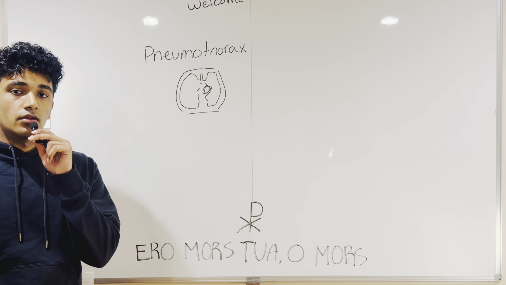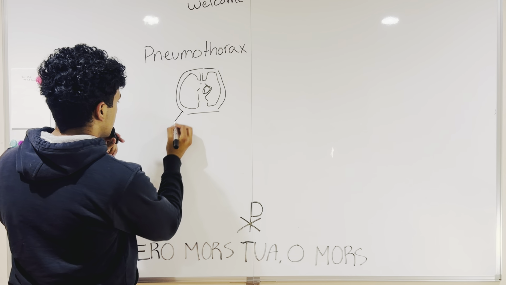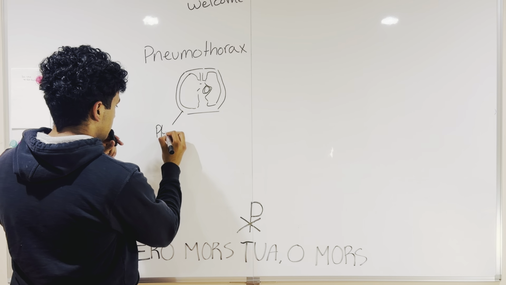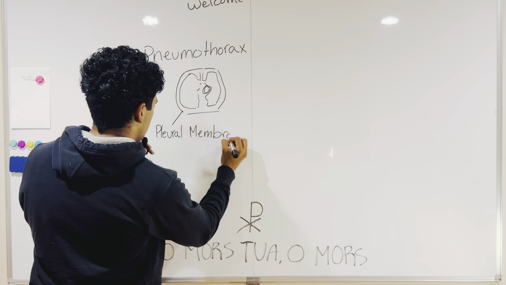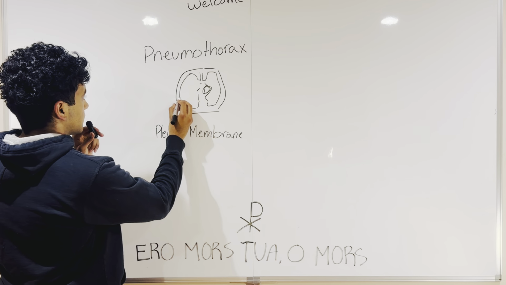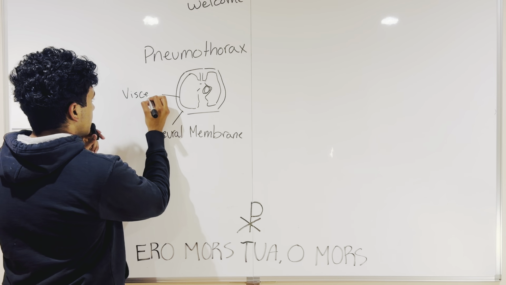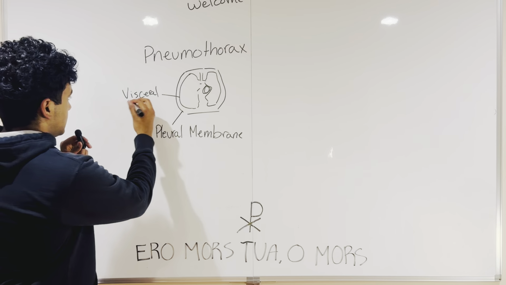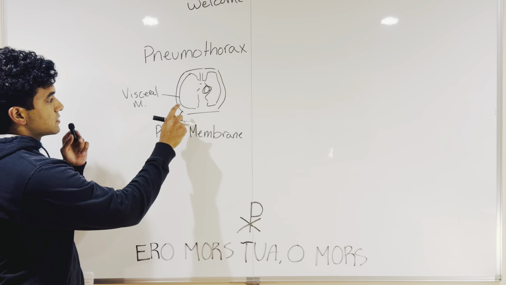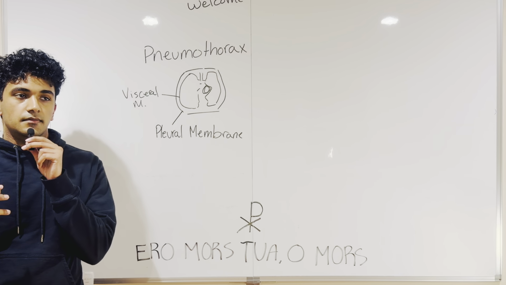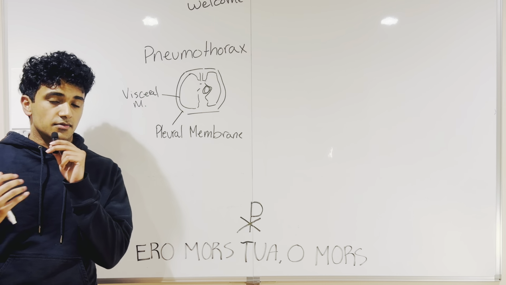So there's one lining on the wall of the thoracic cavity, and that is the pleural membrane. And then you also have the lining that's on the lung itself, and that is the visceral membrane. Essentially, the space between the two is very tight. So when one moves, the other moves with it.